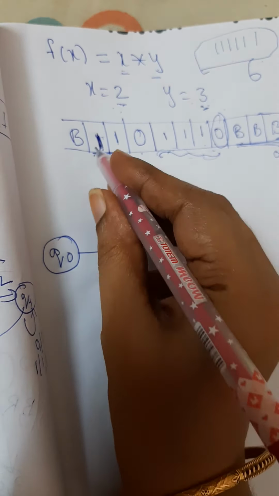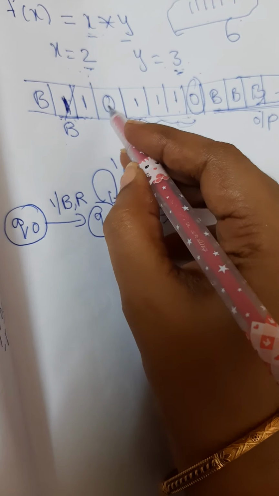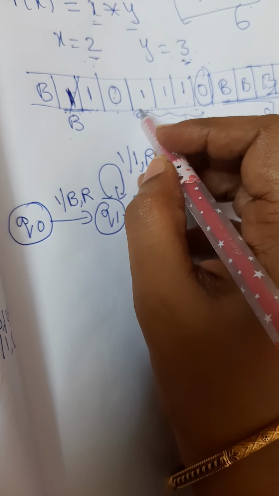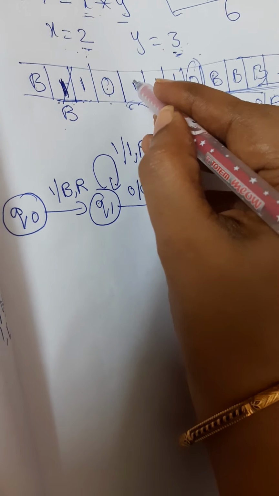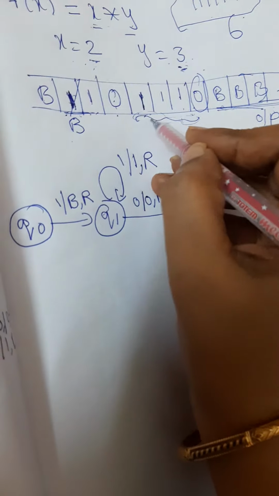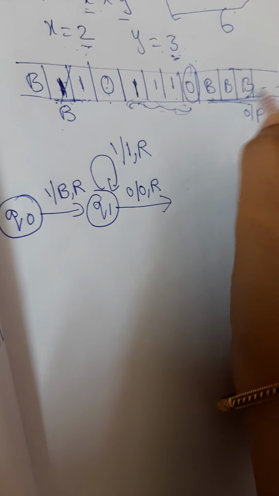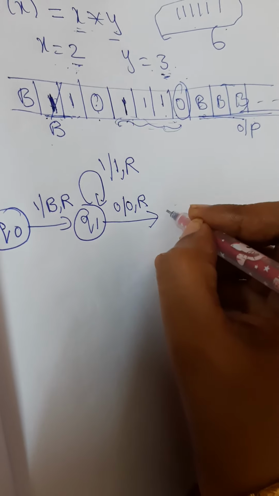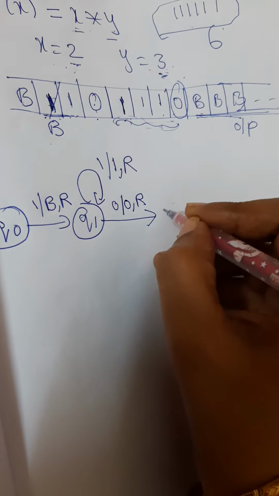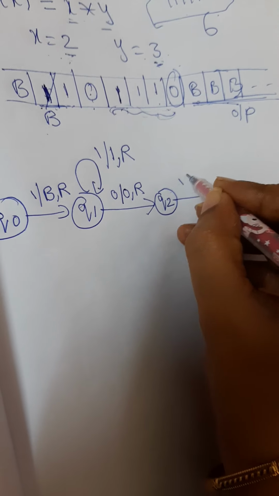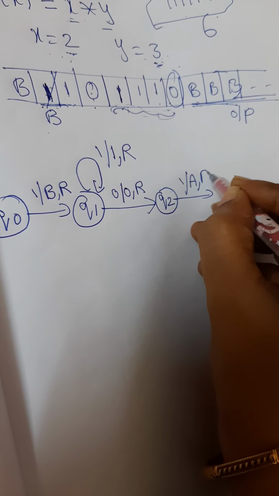Now after that you are getting 0. When we get 0, nothing I am doing, and again I am moving right. Now after moving right, what you have here is 1. I said for the first one, these 3 ones should be copied here. So for the first one, this we will take as Q2. Let us change it to capital A and move right.